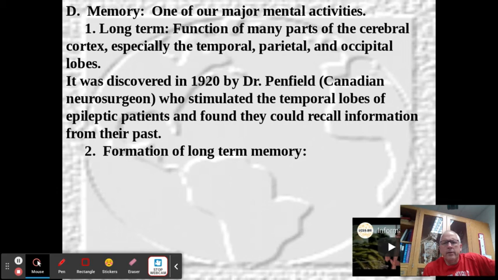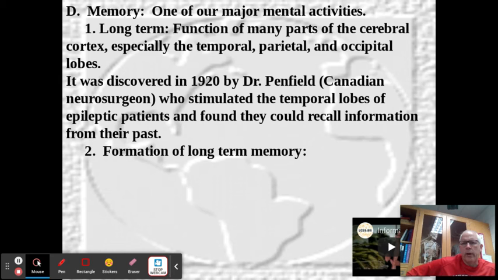Penfield, who, if he had done this today, probably would have had a malpractice suit against him. But he took epileptic patients he was actually doing surgery on, and he took an electrical current and moved it around, and people would start recalling information from their past. So that's when we figured out that long-term memory is a physical thing that's placed in the brain. It's not just some conceptual thing.